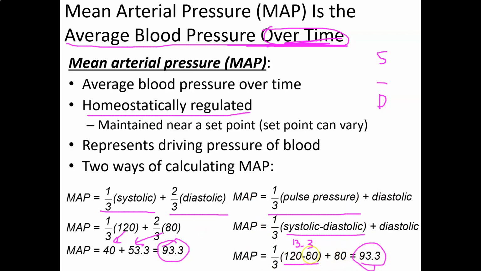But I like this one better because you're only taking 1/3 of something. It's a smaller number. You're taking 1/3 of typically, so it's a little more manageable. And then you're adding it to 80. So I rarely see students ever crisscross these two when they always crisscross the other two. So that's what the mean arterial blood pressure would be.